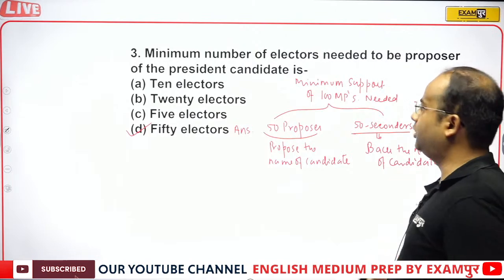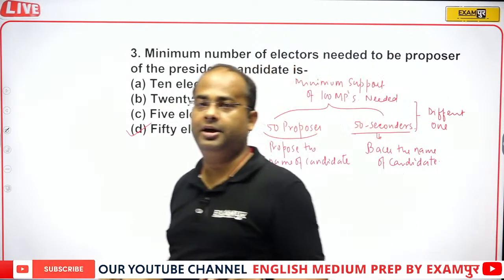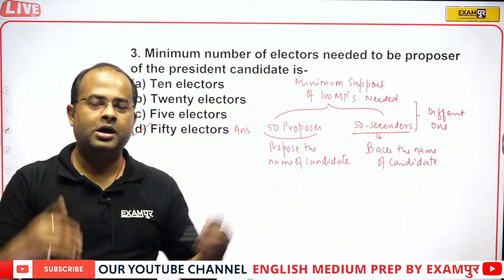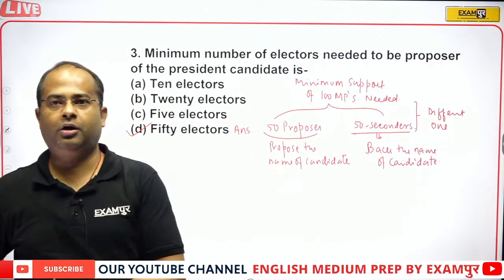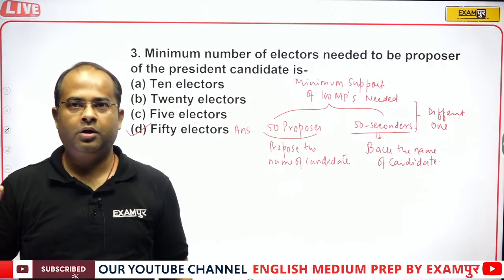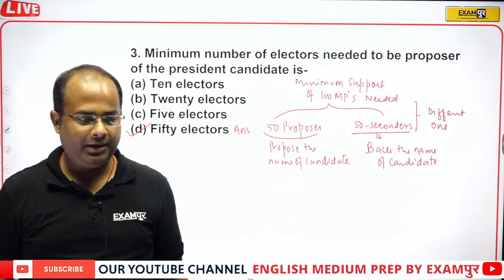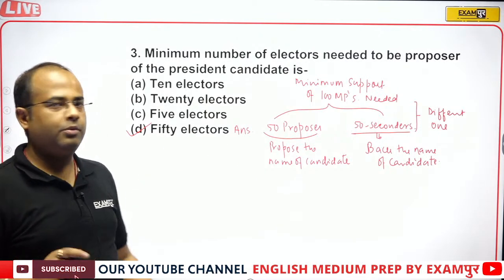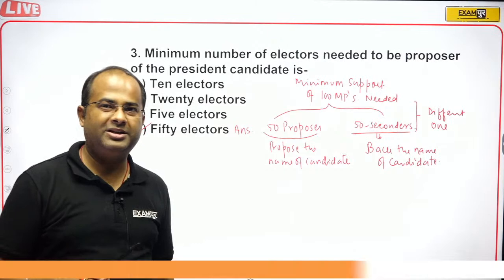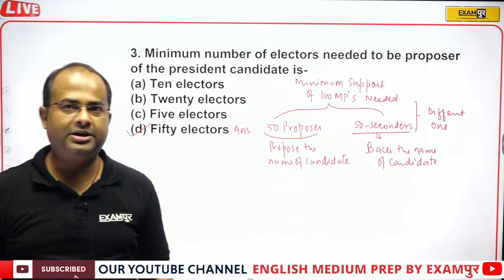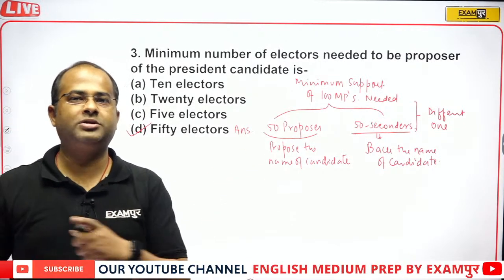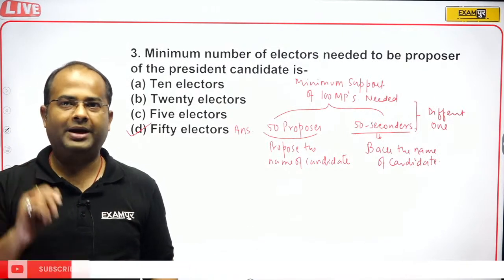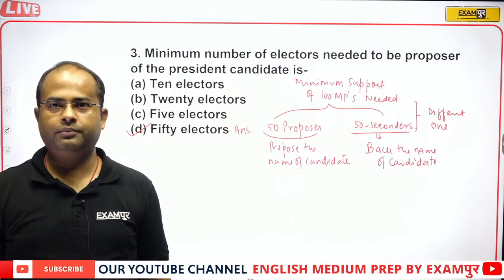It does not mean that those who propose the name will also second the name. So both proposer and seconder should be different. Therefore, correct answer will be option C. 50 proposers, 50 seconders for president. For vice president, total support of 40 MPs is needed, out of which 20 will be proposers, 20 will be seconders, and both should be different. I hope, my dear students, is that clear to all of you?